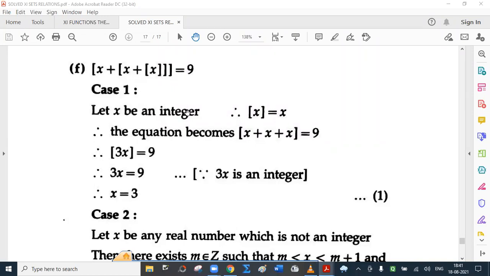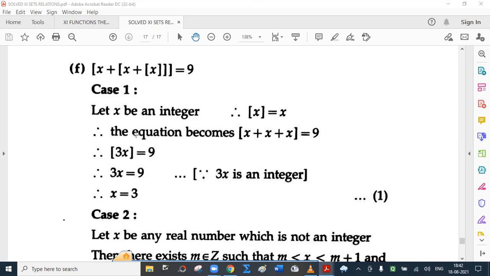Basically there are two possibilities, that x is an integer or x is not an integer. Now why consider these two cases? For the simple reason, step value of an integer is that integer only. Why? See, basically what is the meaning of step x? Greatest integer not greater than x. So suppose x is an integer, say 4. What is the greatest integer not greater than 4? 4. 4 itself is an integer.